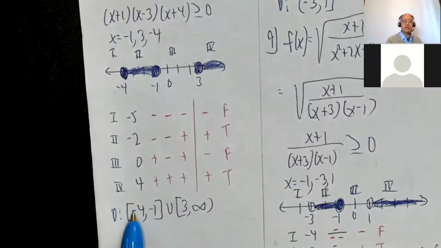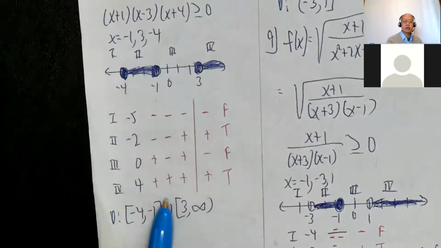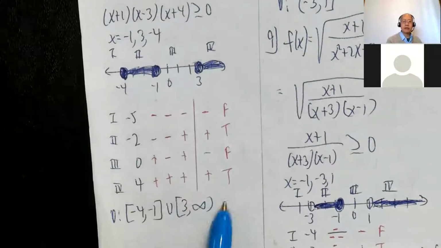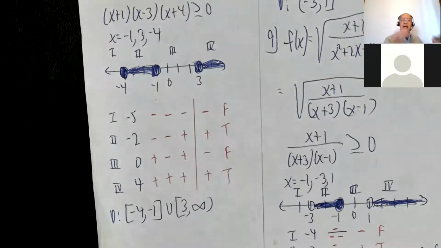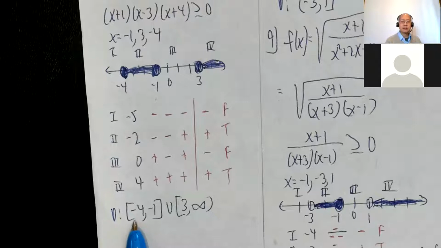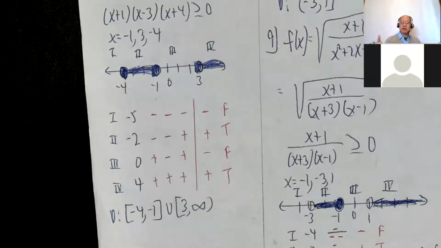So bracket -4, -1 bracket, union bracket 3 to infinity. Remember, infinity and negative infinity always have parentheses. Negative infinity is always on the left side. Positive infinity is always on the right side. And they always have parentheses because you never reach infinity. You never reach negative infinity, so to speak. Okay. All right.